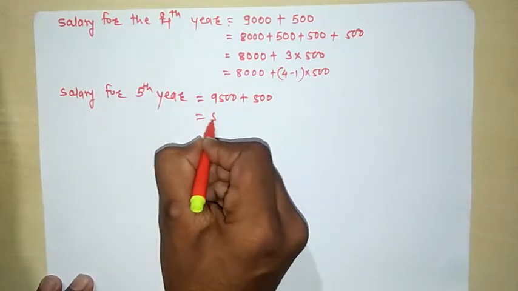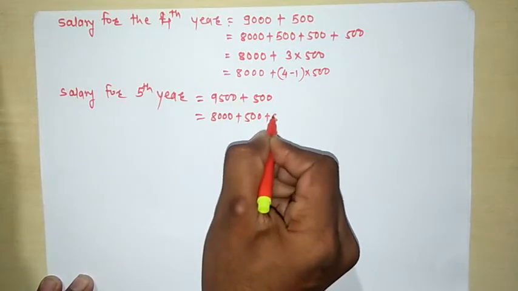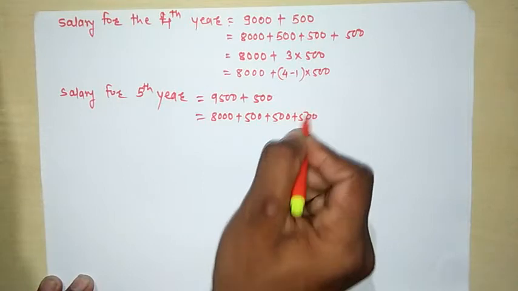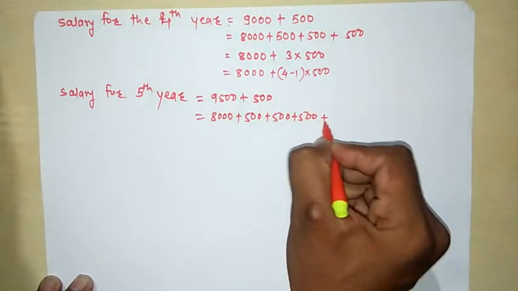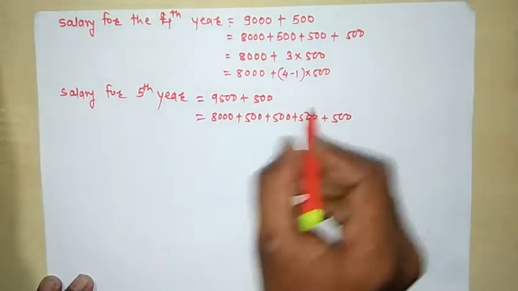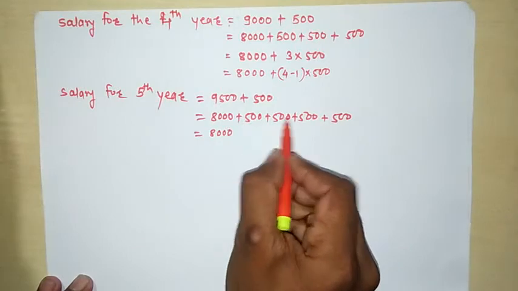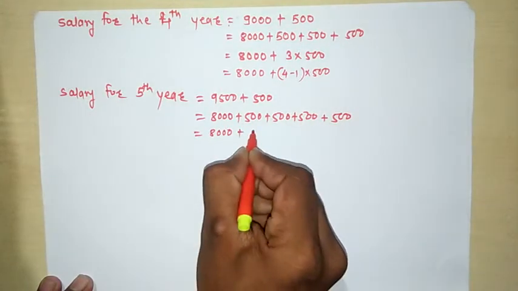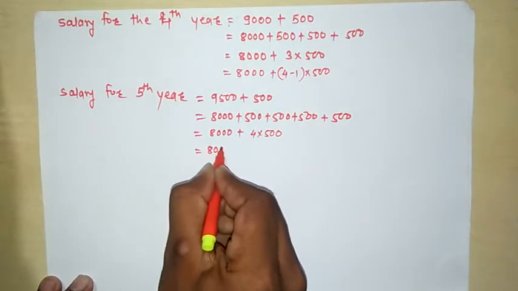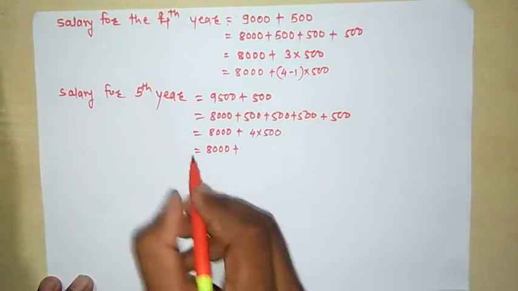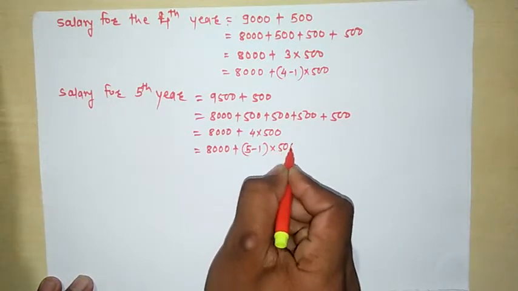This 9,500 can also be written as 8,000 plus 500 plus 500 plus 500, and this 500 as it is. Now see here, how many 500s are there? 1, 2, 3, 4. These four 500s can also be written as 4 into 500. Now this 4 can also be written as 5 minus 1 into 500.